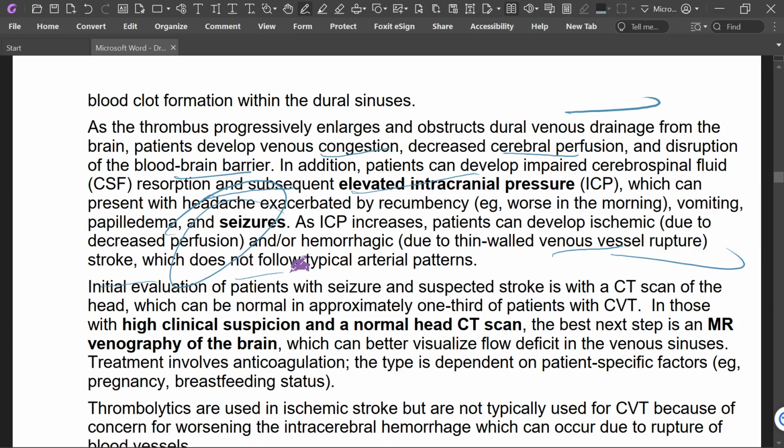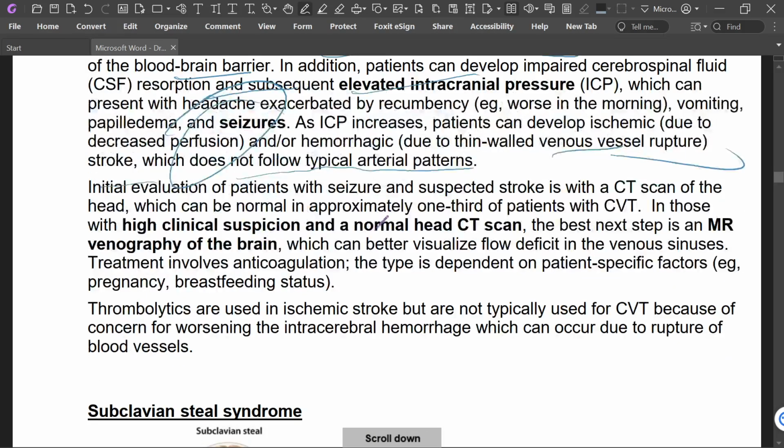Stroke which does not follow the typical arterial pattern. Initial evaluation of patients with seizure and suspected stroke is a CT scan of the head, which can be normal in approximately one third of patients with CVT. In those with high clinical suspicion and a normal head CT, the best next step is MR venography of the brain, which can better visualize the venous sinuses. Treatment is anticoagulation, even in pregnancy.